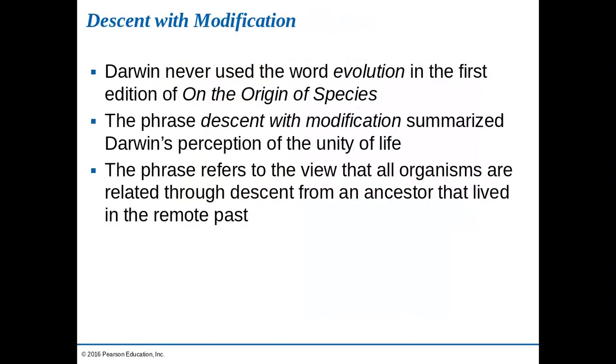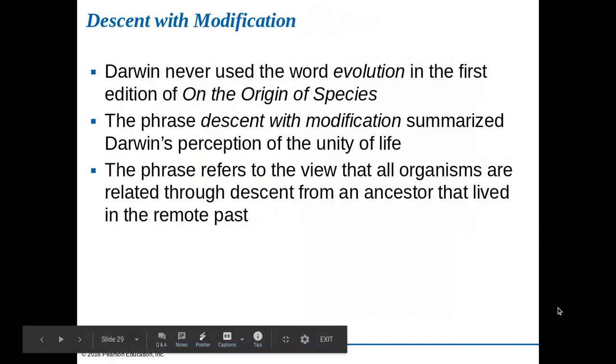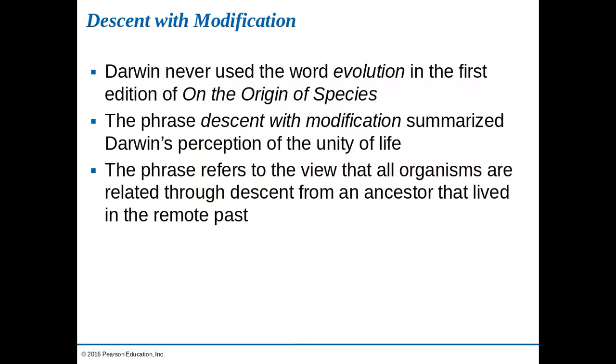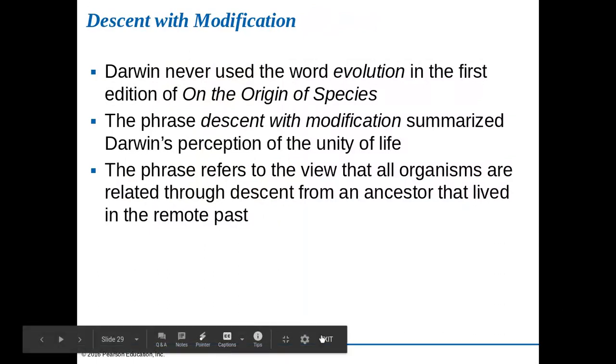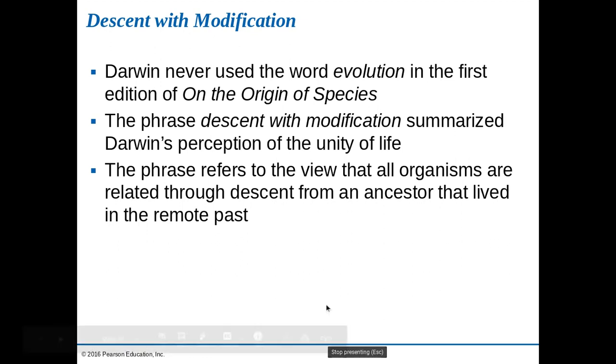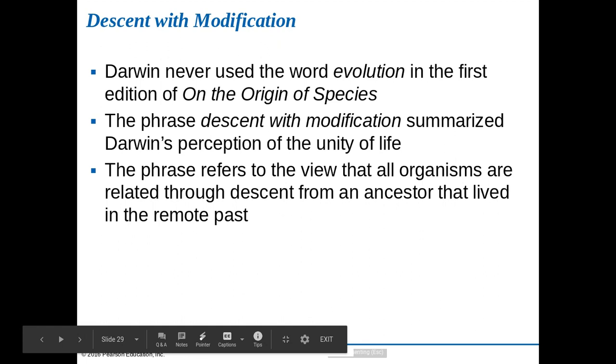In his original text, he never used the word evolution. He used the words descent with modification, meaning that organisms changed, but they also passed on similar characteristics. But his goal was to show that all organisms are derived and related to each other, and they're all derived from an ancestor that lived in the remote past. So basically, no matter what two organisms you bring together on Earth, they at some point share a common ancestor in the past.